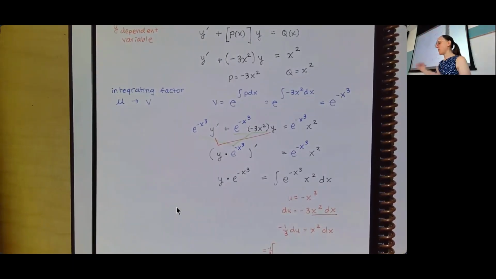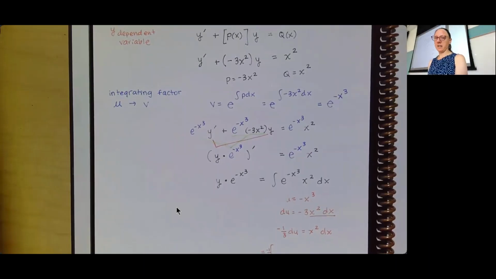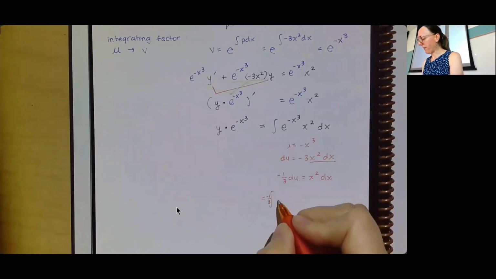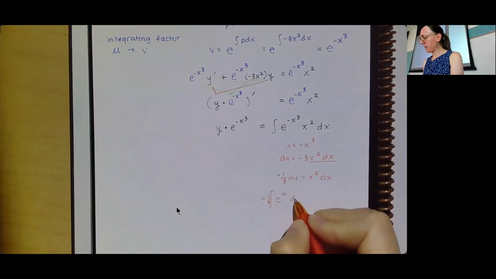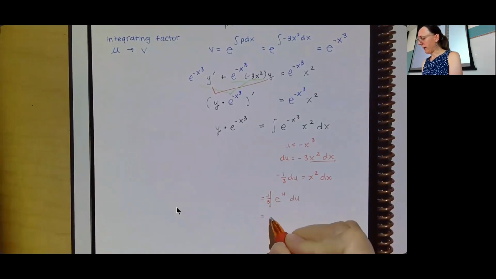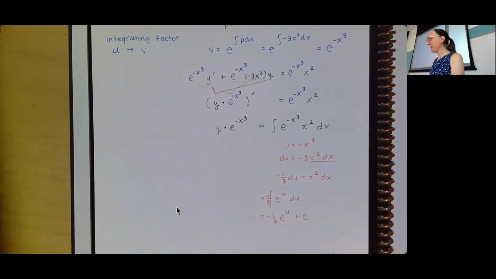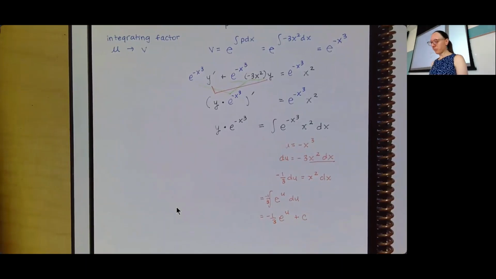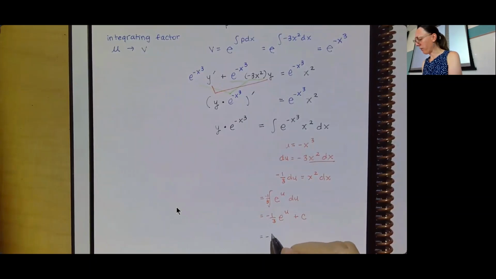Oh, I'm going to go ahead and put my negative 1/3 out in front. You can put it inside. It's okay. I just think it's a little cleaner to put my constant out in front. And then I'll have e to the u du. When I integrate that, I'll get negative 1/3 e to the u plus a constant. And if I swap that back out, that means I've got negative 1/3 e to the negative x cubed plus a constant.